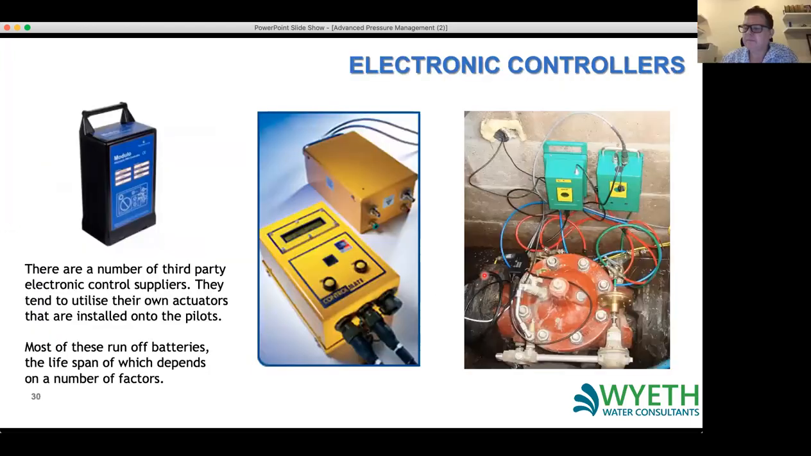The good thing about these devices is that they actually run off of batteries, and these lithium batteries can actually last for years, maybe 2, 3, 4 years. So you don't have to worry about the power supply side of things.